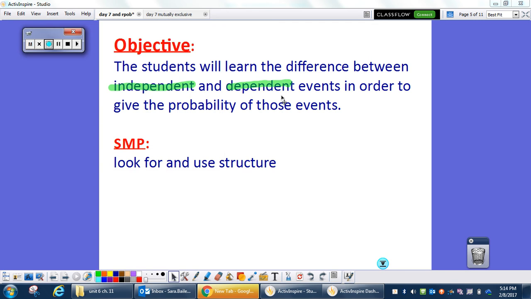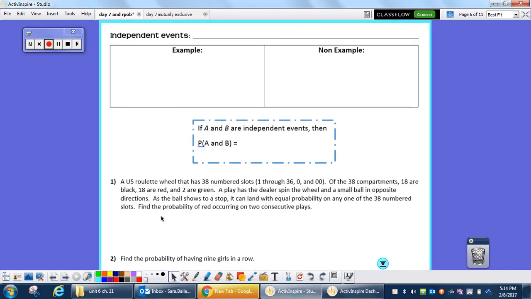Alright, today is your last big lesson of the unit. Next class we'll do a wrap-up and a review, and then after that we'll do your test. So today the students will learn the difference between independent and dependent events in order to give the probability of those events. So we're going to start with independent.